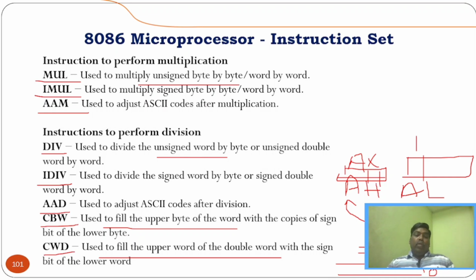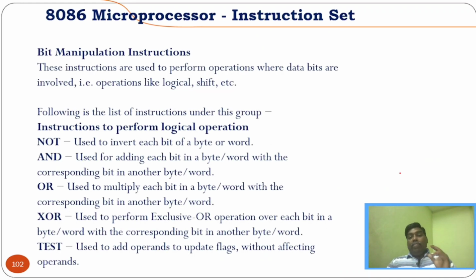So CBW, CWD is a very important instruction in 8086. Now we will see the logical instructions, which can also be called bit manipulation instructions. What is a bit manipulation instruction? It performs logical operations like logical shift, AND operation, NOT operation, OR operation, all those things. We know what the NOT operation is, which is nothing but inversion. Whatever byte is given, all its bits will be inverted.